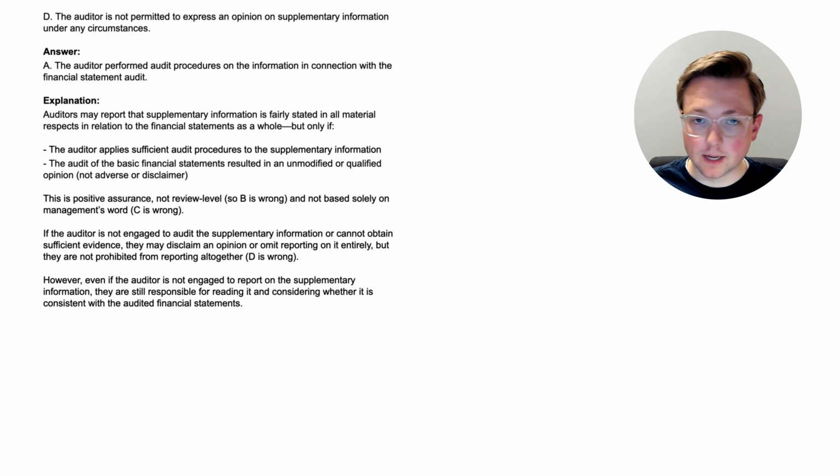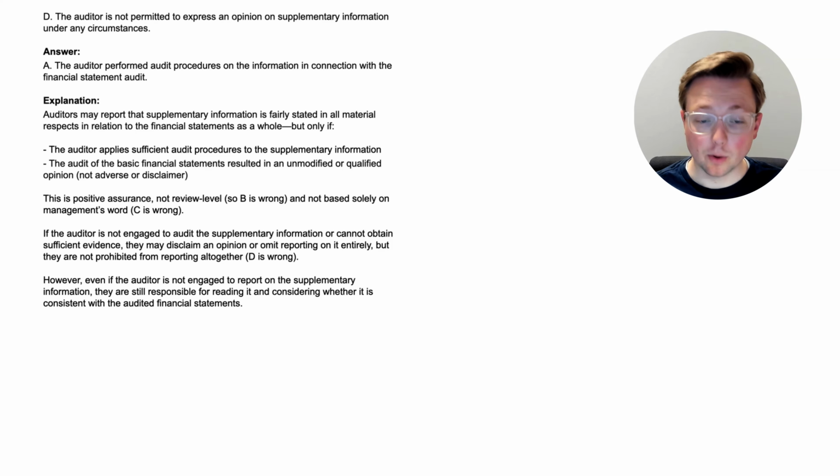So I just want to kind of talk about that last point one more time. If they're not engaged to audit the supplementary information or they can't get sufficient evidence, then they can make a disclaimer of opinion or omit reporting it, basically for the disclaimer saying, hey, we couldn't get enough evidence, so we're not going to give an opinion. But again, they're not prohibited from reporting altogether, so that would have made D wrong.